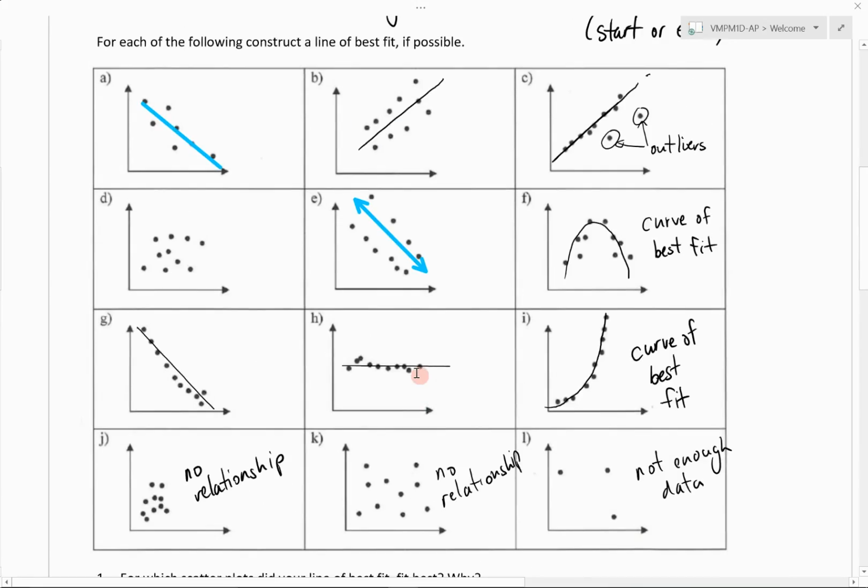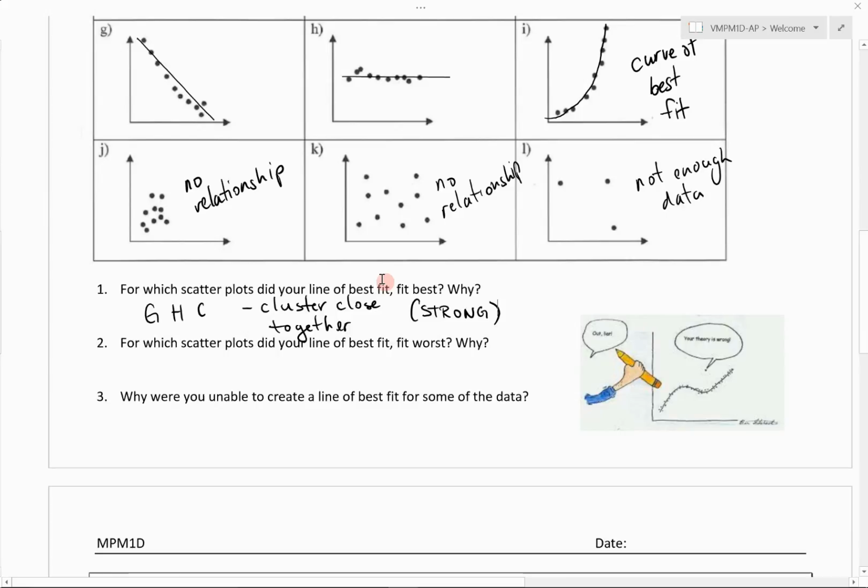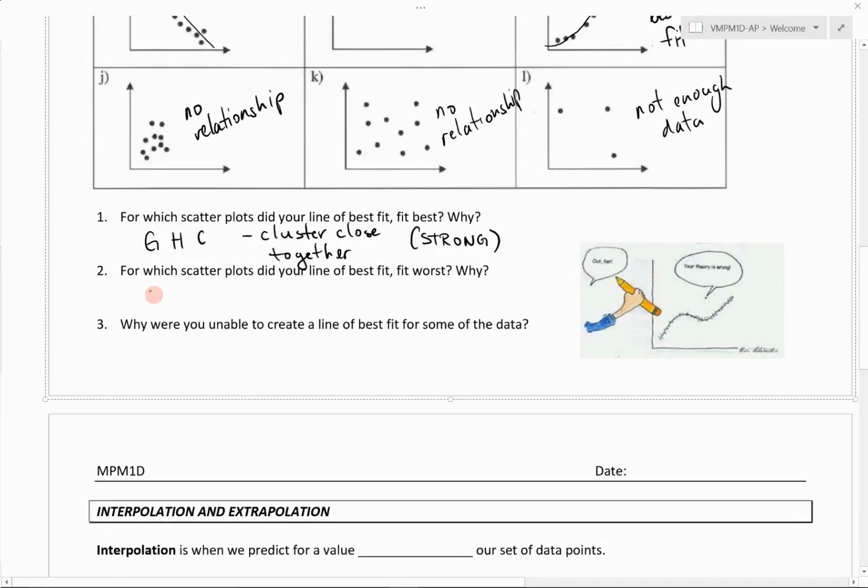What about the ones that were really bad? Like E was really bad. I couldn't cross through any points, but I had to try and keep the number of points above and below the same. So E is a very bad one. E had a clear trend, but the points were far apart.